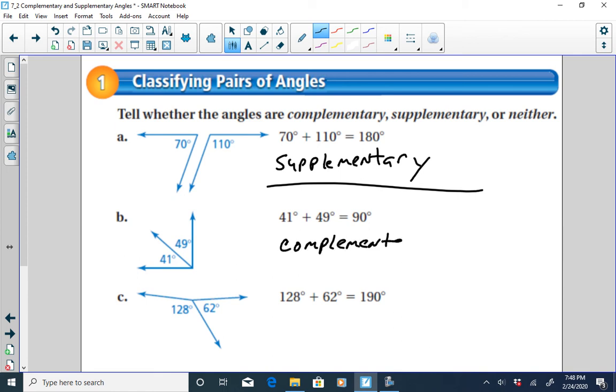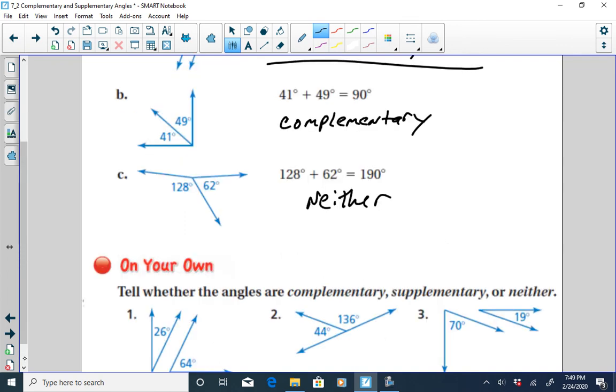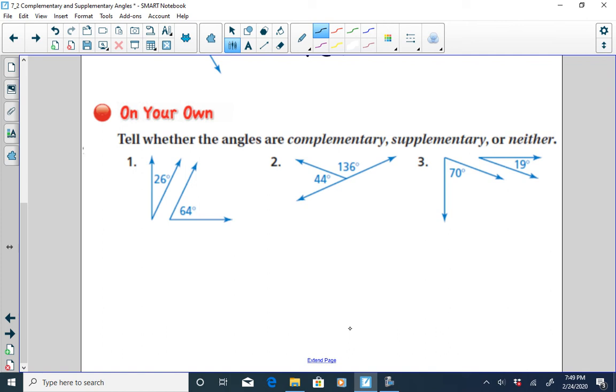And then this last example here, we have an angle that measures 128 and an angle that measures 62. 128 plus 62 is 190. So these angles are neither complementary nor supplementary. Alright, so let's do the same thing down here. Tell whether the angles are complementary, supplementary, or neither.